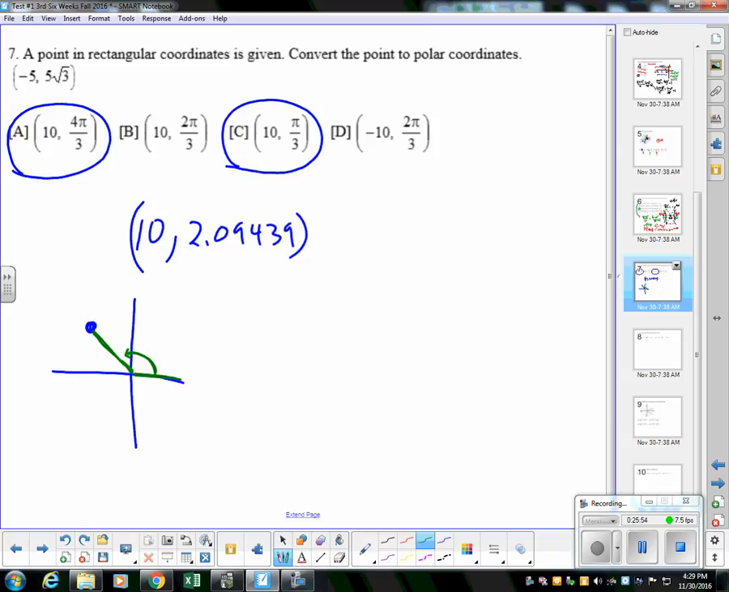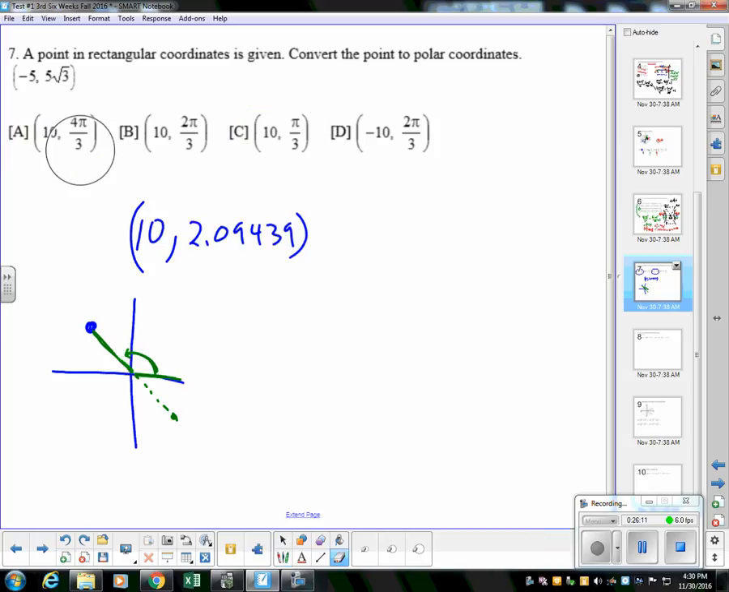Answer choice B has to be right, because answer choice D says to go 2 pi over 3, but then walk backwards 10, because that 10 is negative. We don't want to do that. We want to go forward. So therefore, B has to be the correct answer for this. B must be the correct answer.